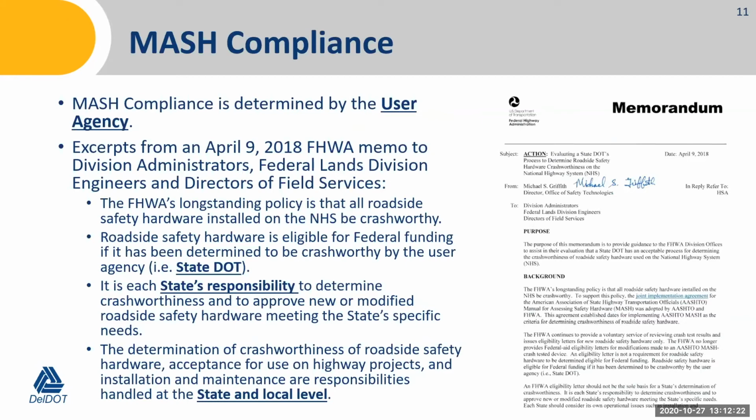Mike talked a little bit about this morning as well. MASH compliance is determined by the user agency, and this is based on guidance issued by the FHWA, which has a long-standing policy that all roadside safety hardware installed on the NHS is to be crash-worthy. Roadside safety hardware is eligible for federal funding if it's been determined to be crash-worthy by the user agency. So in this case, DelDOT needs to make the determination if a particular device is crash-worthy.